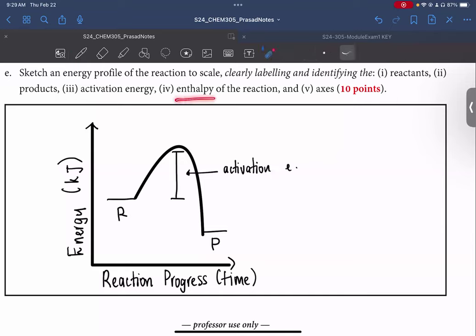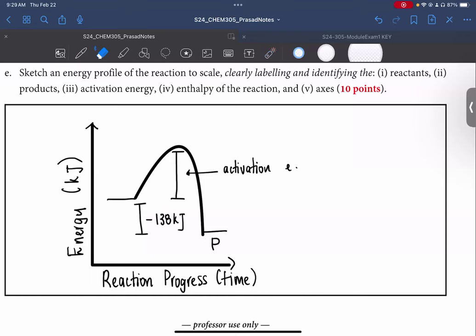We also need to clearly label and identify the enthalpy of the reaction. The enthalpy of the reaction is a difference in energy between the reactant and products. And this is specifically 138 kilojoules negative. I took it a bit easy on people. If all you did was just write the word enthalpy, I had hoped that you would explicitly write the number. But if you only wrote the word enthalpy, I gave you half credit.